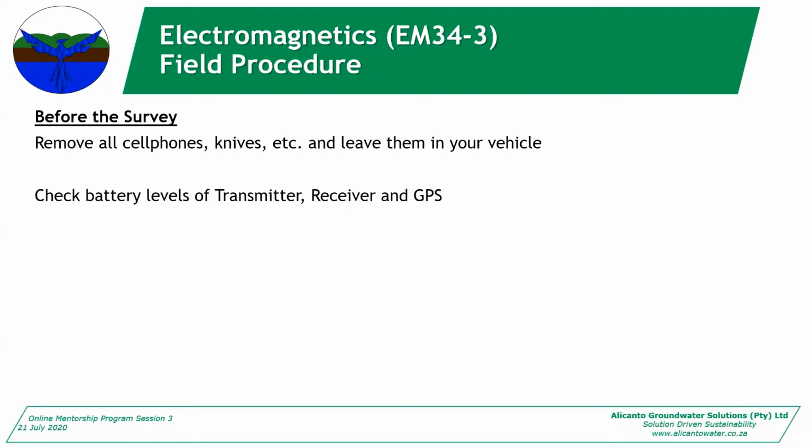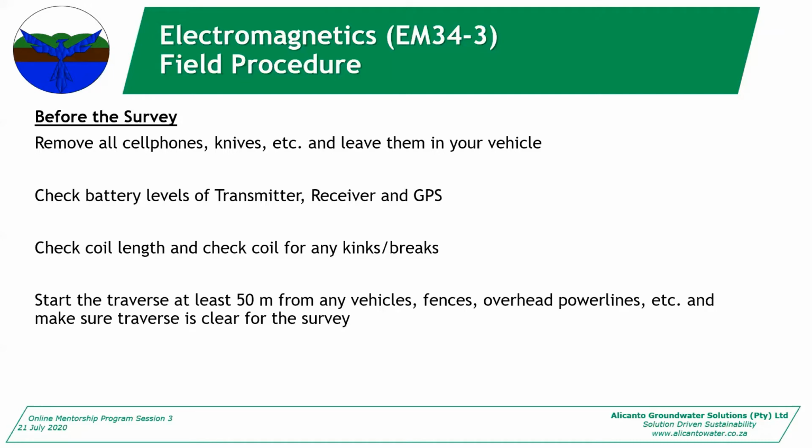Step two, check your battery levels of the transmitter coil, receiver, and your GPS. Do this when you're at your vehicle. There are buttons on the equipment that let you do that. And you check your cable length, make sure you've got the right one, and then you check your cable for any kinks or breaks.